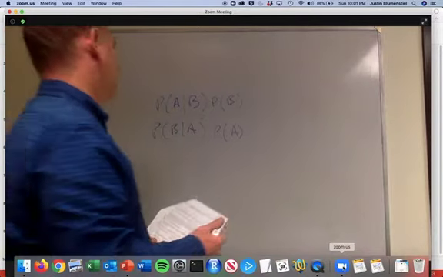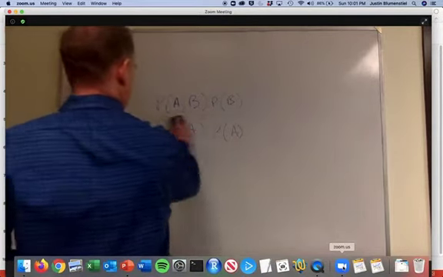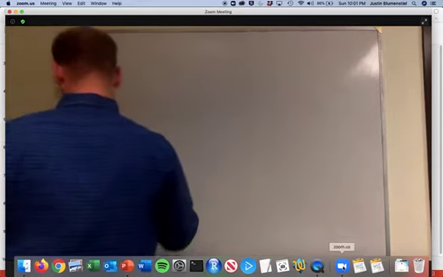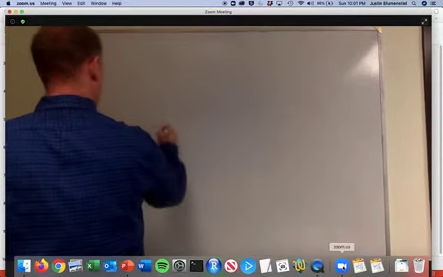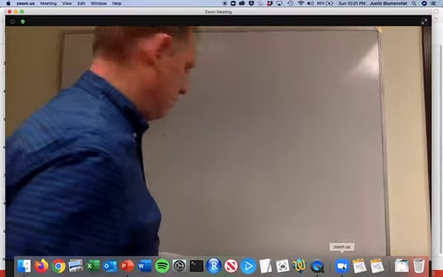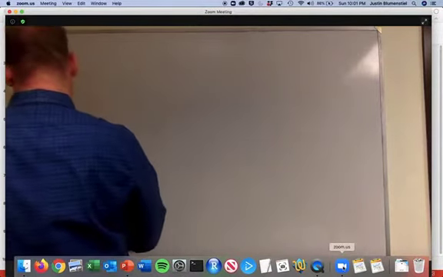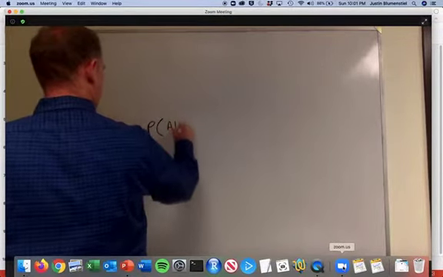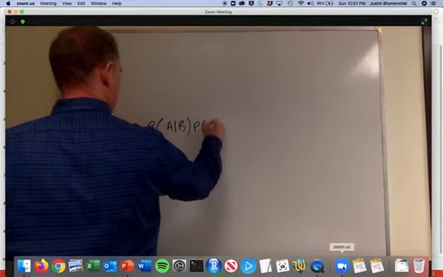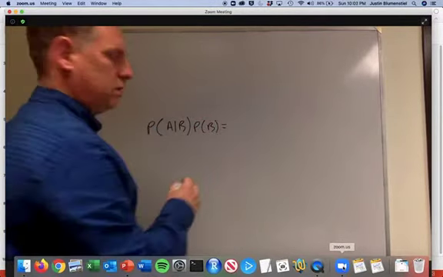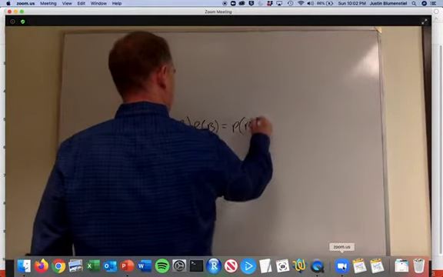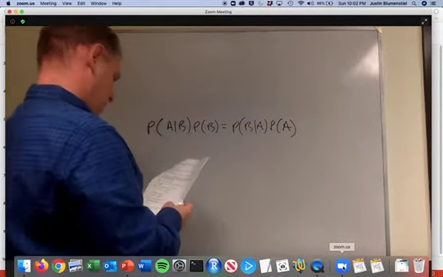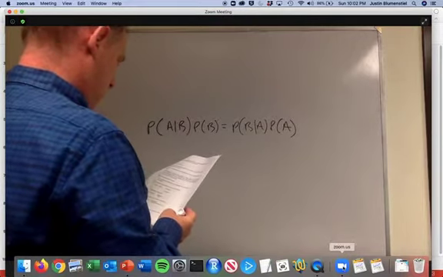Well, that's actually kind of interesting, right? Let's set them up equal to each other on one row, because we can do some interesting manipulation. I'm going to use a different marker, black. I'm going to say the probability of A given B times the probability of B is equal to the probability of B given A times the probability of A.